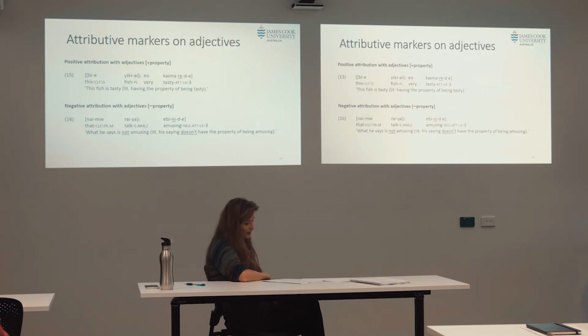Then we have attributive markers on adjectives for presence or lack of property. Again, very similar here in 15. This fish is tasty, or literally, this fish has the property of being tasty. And again, the negative attribution for the lack of property with this negative attributive ni. What he says is not amusing, or literally, his saying doesn't have the property of being amusing.